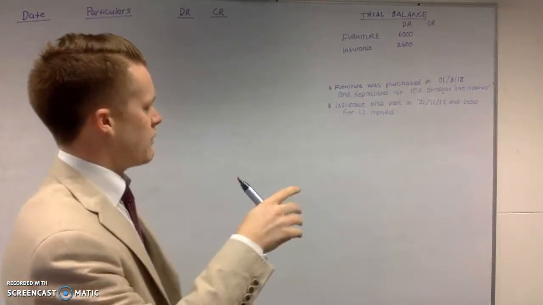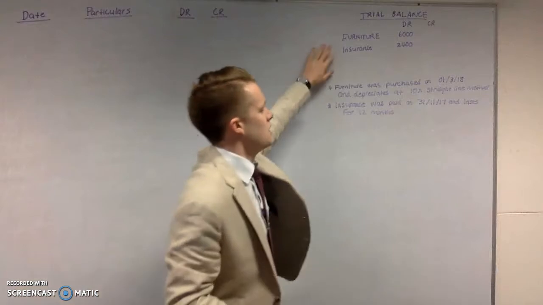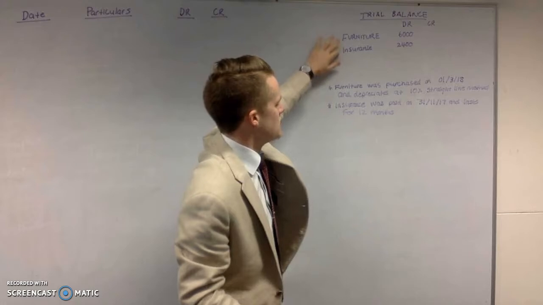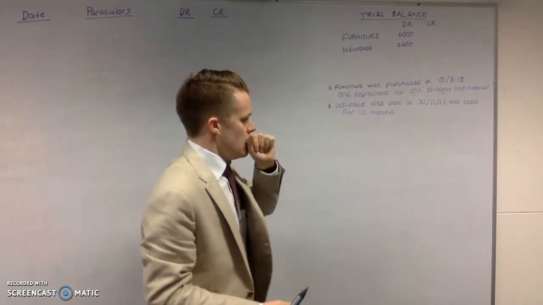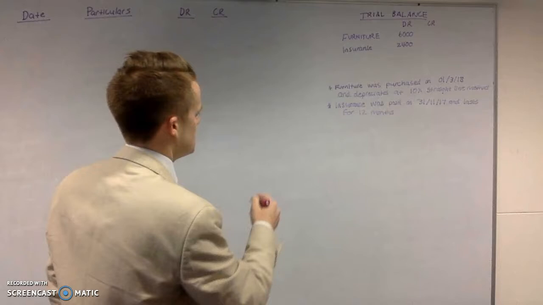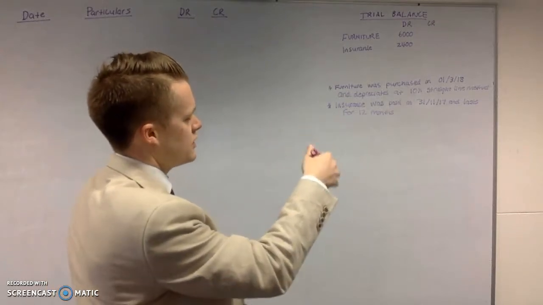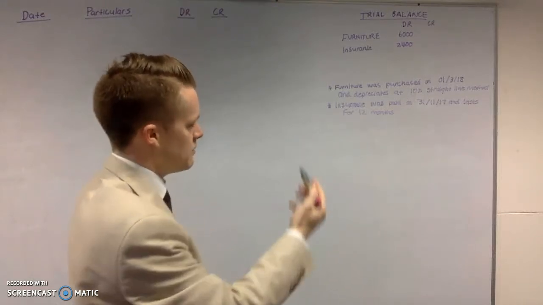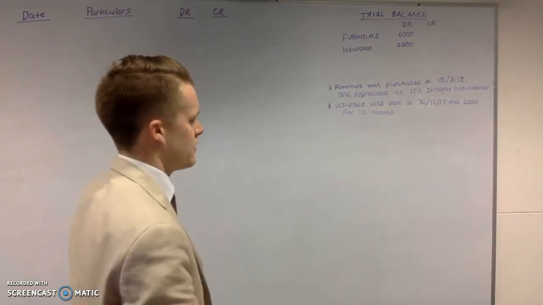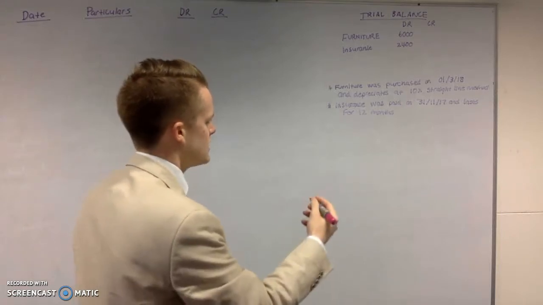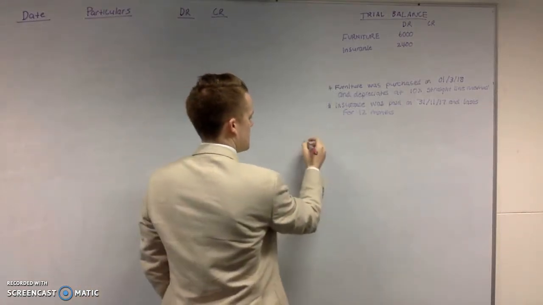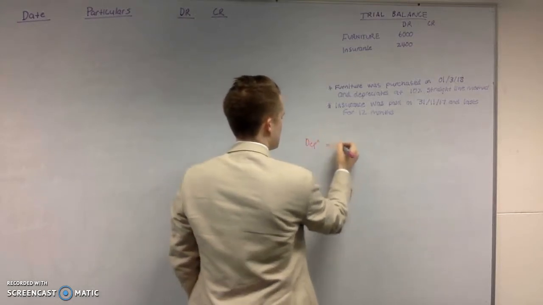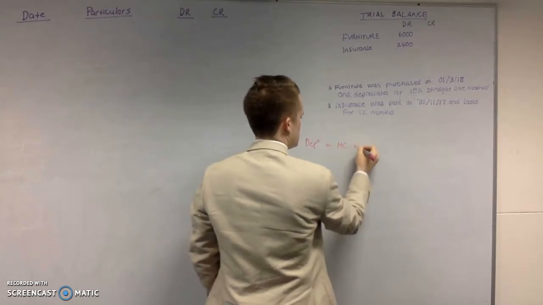Okay, so we'll start with the first one. You can see the trial balance up here as you would be presented with the question. So you've got your amounts in the trial balance. Now we need to do the entry. Furniture was purchased on the 1st of the 3rd, so 1st of March 2018, and depreciates at 10% straight line method. So the first thing to do is to figure out how much the depreciation expense is. Depreciation expense using the straight line method is historical cost times the rate.